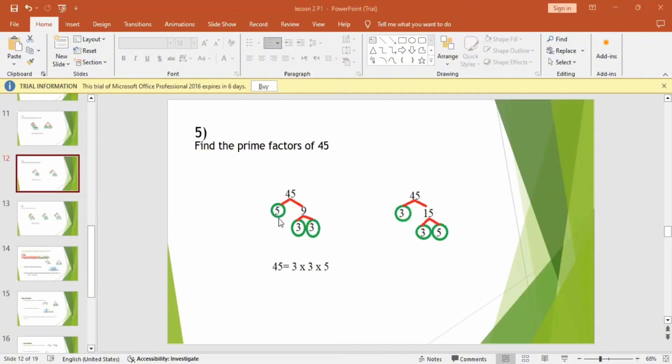Can I solve it in another method? Yes. I can get 45 by multiplying 3 by 15. 3 is a prime number. Let's go to 15. I can get it by multiplying 3 times 5. So 3 times 3 times 5. 3 times 3, 9. 9 times 5, 45. So I can get the prime factors of 45 by multiplying 3 times 3 times 5. 3 and 5 are prime numbers.